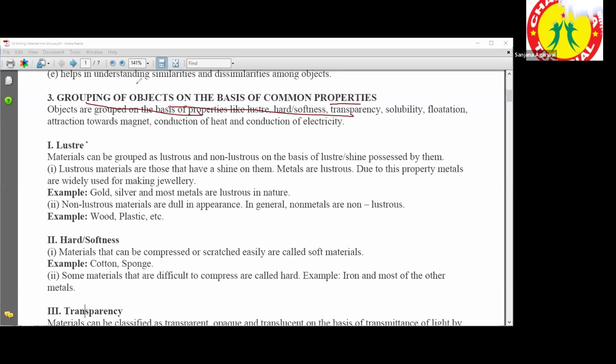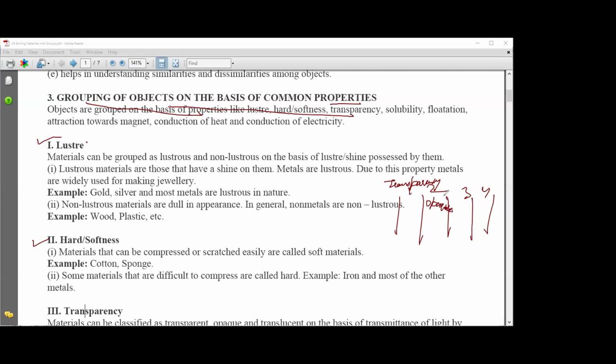Columns I mean vertically. Four columns. Because we have already done luster, you can write transparency first. In the second column, put the heading opaque objects. I hope you know what opaque objects are. Yes, ma'am. Objects through which we cannot see, which means light is not allowed to pass through opaque objects.